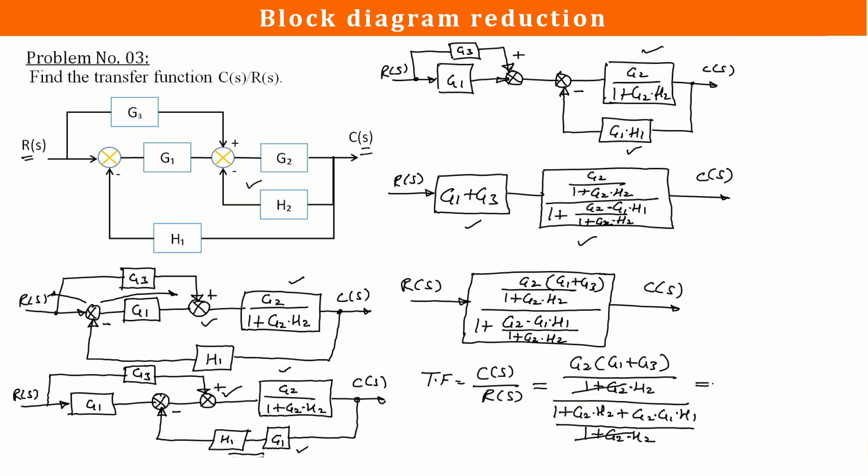So now what we can do, we can cancel this denominator and this denominator because they are same, and we will be having now the simplified transfer function G2 into (G1 plus G3) upon 1 plus G2 H2 plus G2 into G1 into H1. So this is the transfer function of this block diagram here. So with this we'll end this lecture.